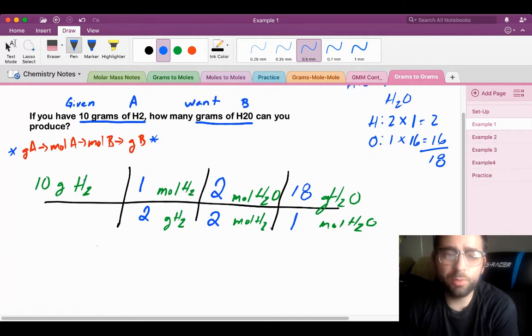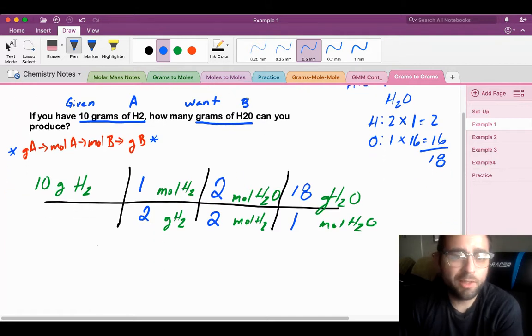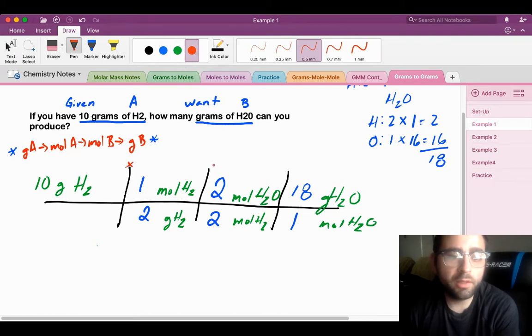And this is the hardest part. The hardest part is setting it up. Once you have it set up, the rest is just easy math. You just multiply straight across after each line.